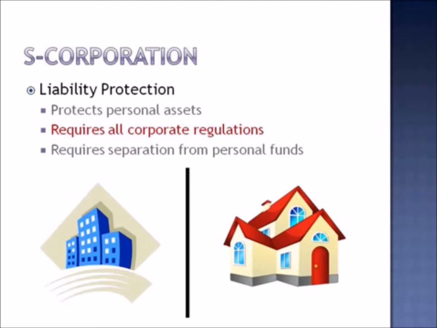S corporations, or S corps, are a modified version of a regular C corporation. S corps provide liability protection as well. However, the entity requires compliance to a list of regulations. If a small business owner fails to meet these requirements, which unfortunately most do, their legal protection can be left in question. Like other entities, S corps must also maintain separation between personal and business finances to ensure full liability protection.